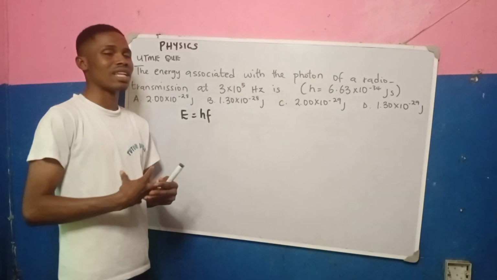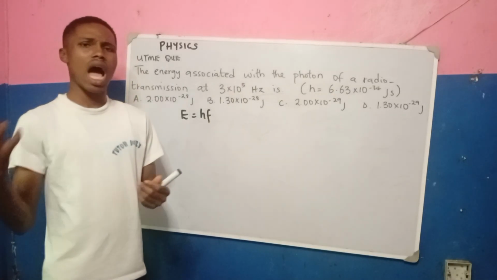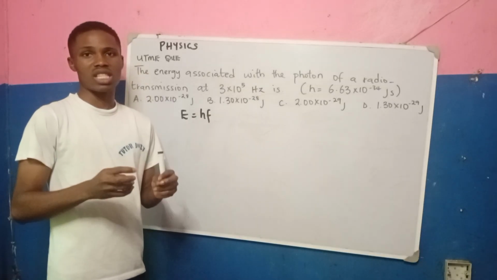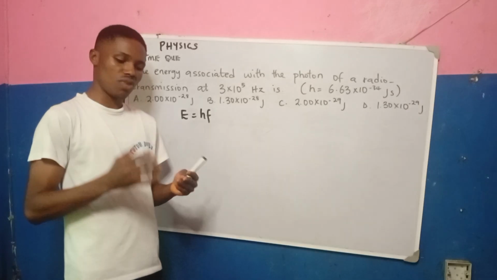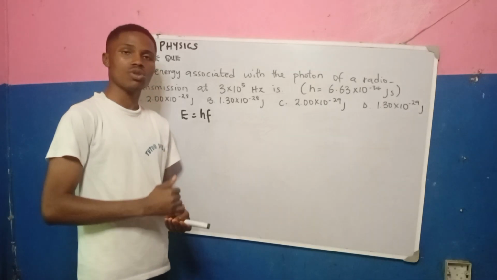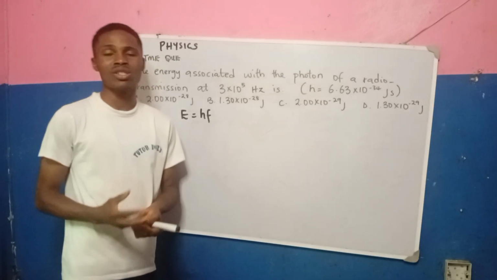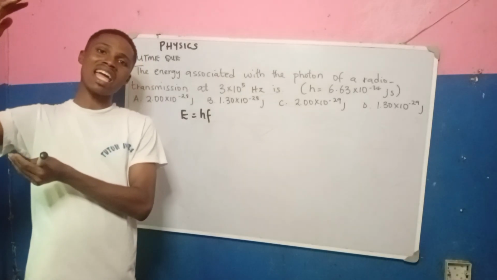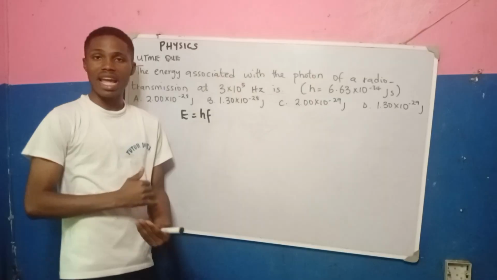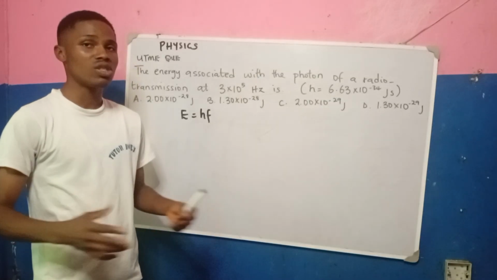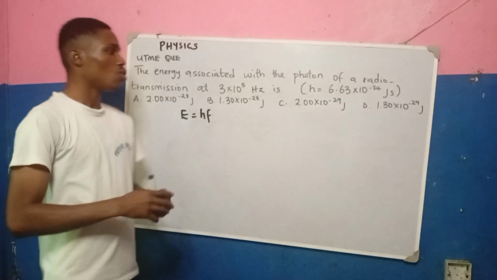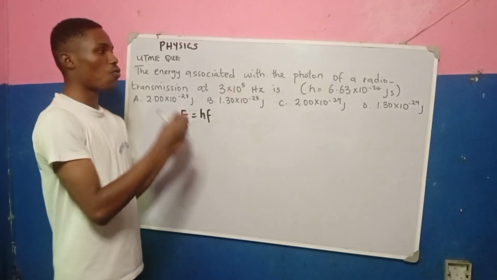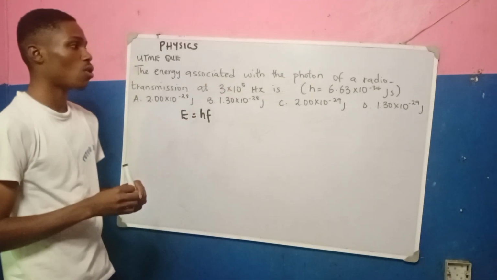Now, this photon can emit or what? Absorb energy. It depends on its transition. If it is moving from a lower energy level to a higher energy level, it tends to absorb what? Energy. And if it's moving from a higher energy level to a lower energy level, it emits what? Energy. Now, we are asked to calculate the energy that is associated with this photon or the particle of what?